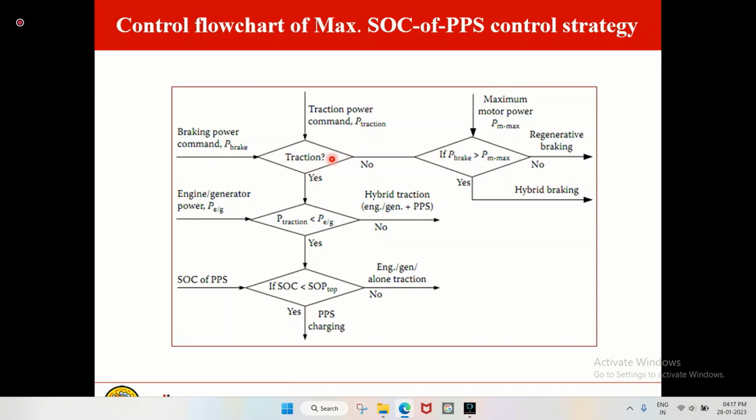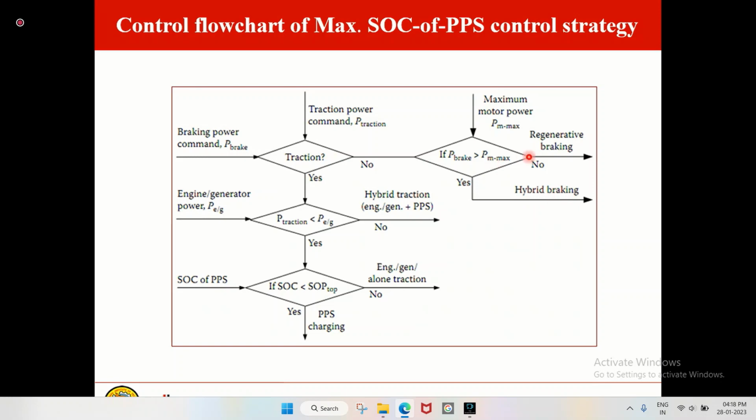In case traction is not desired, which means the driver has applied the brakes, right? So the point is his braking requirement, P brake. P brake means the braking power commanded by the driver. Who is commanding the braking power? Driver. And how much is the maximum braking power available? This is P max. So again, the comparison would be made. If the commanded braking power is more as compared to the maximum motor power, the regenerative power that could be made available, then of course we'll have to go for hybrid braking, which means along with regenerative braking, we will have to use mechanical brakes as well.